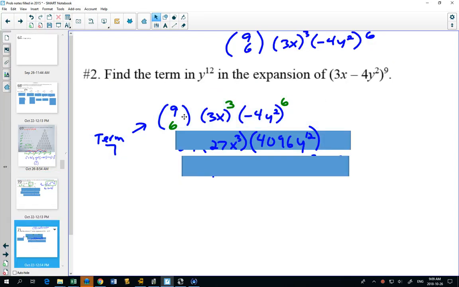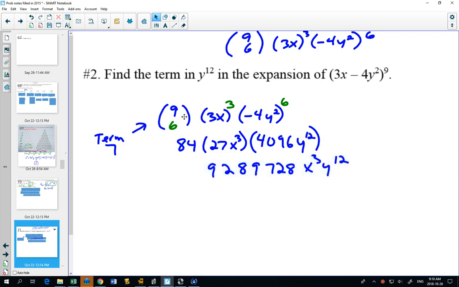All right, so now going back to this one, we know it's term 7. Again, we can solve for each thing individually and get our complete answer.